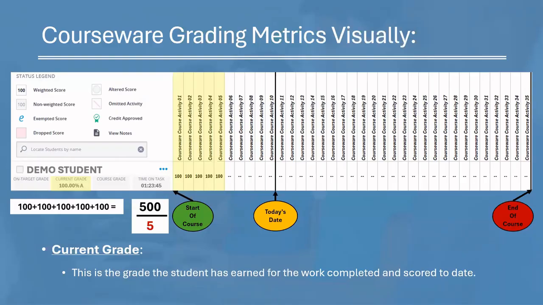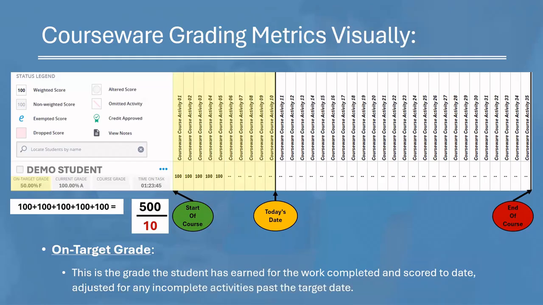But let's focus first on that current grade. As we said, this is the grade that the student has earned for the work completed, and that has been scored up until today's date. So in this case, we can see that the student has completed 5 assignments, all very well done at 100%. If we calculate that grade, 5 times 100 gives us 500, divided by those 5 assignments that have been completed, that gives us our current grade of 100%.